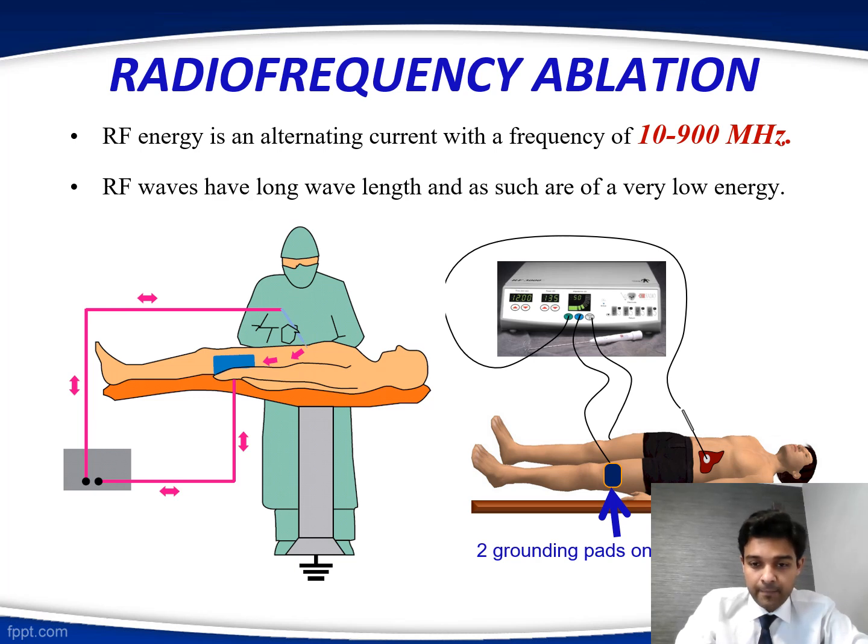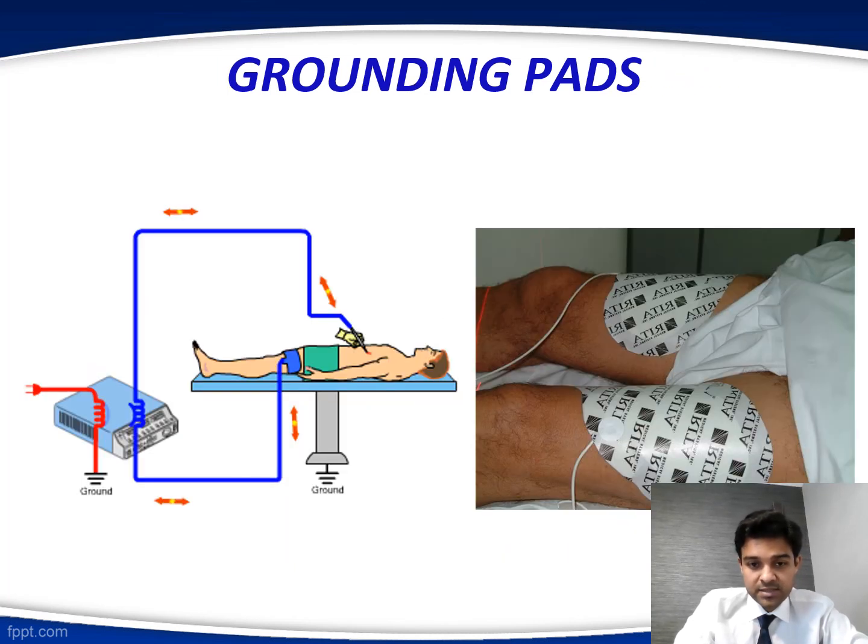Now I will talk about grounding pads. As I said, the completion of the circuit: from the RF generator, it is connected to the electrode, and from there it is also connected to the grounding pads. So this completes the circuit, thereby minimizing the risk of burns or electrocution to the patient.